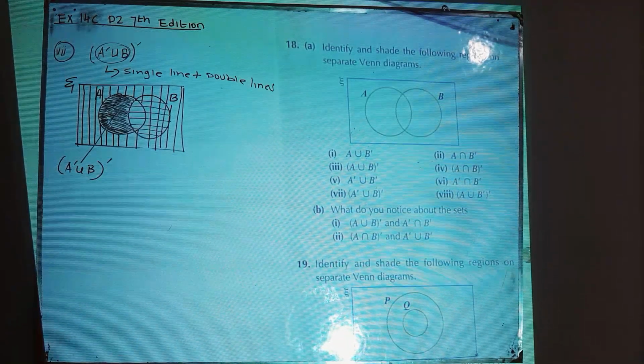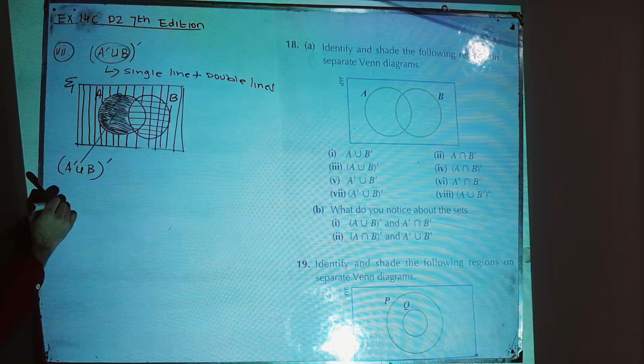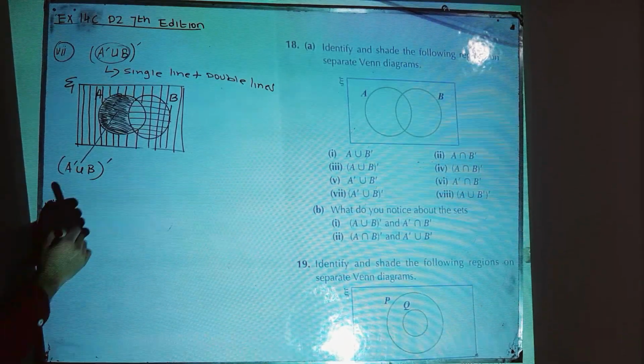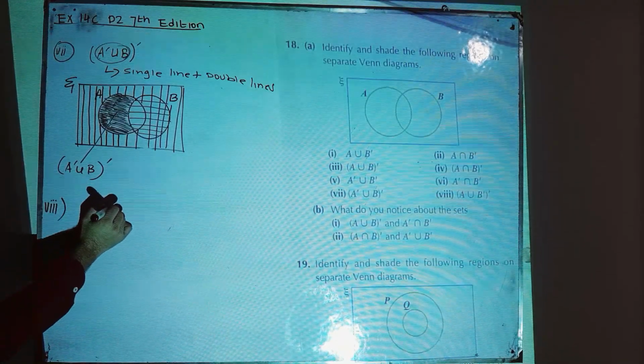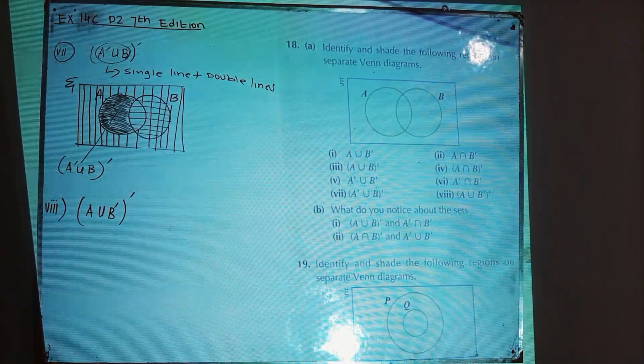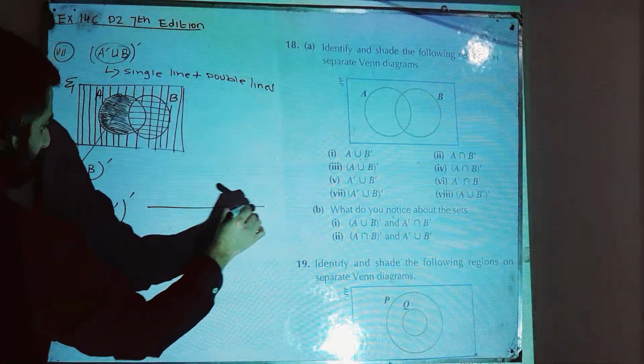Part number 7. Now part number 8 says, A union B complement whole complement. Okay, Venn diagram.